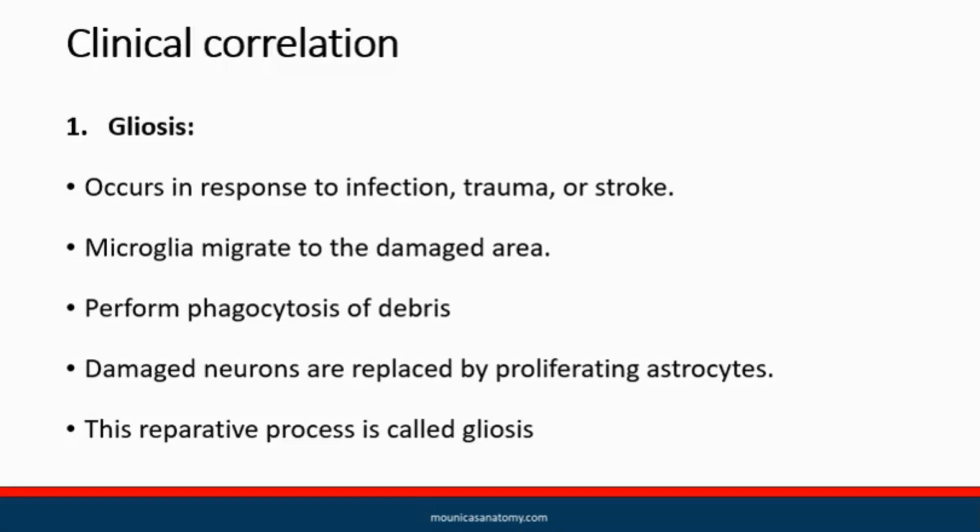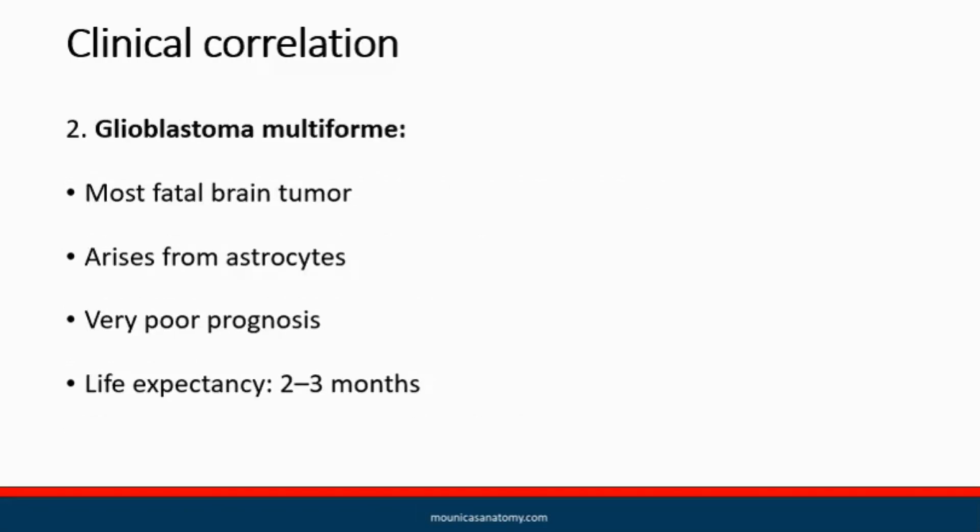Clinical correlation. Gliosis. It occurs in response to infection, trauma or stroke. Microglia migrate to damaged area and perform phagocytosis. Damaged neurons are replaced by proliferating astrocytes. This process is called gliosis. Glioblastoma multiforme is the most fatal brain tumor, arises from astrocytes, very poor prognosis. Life expectancy is 2 to 3 months.